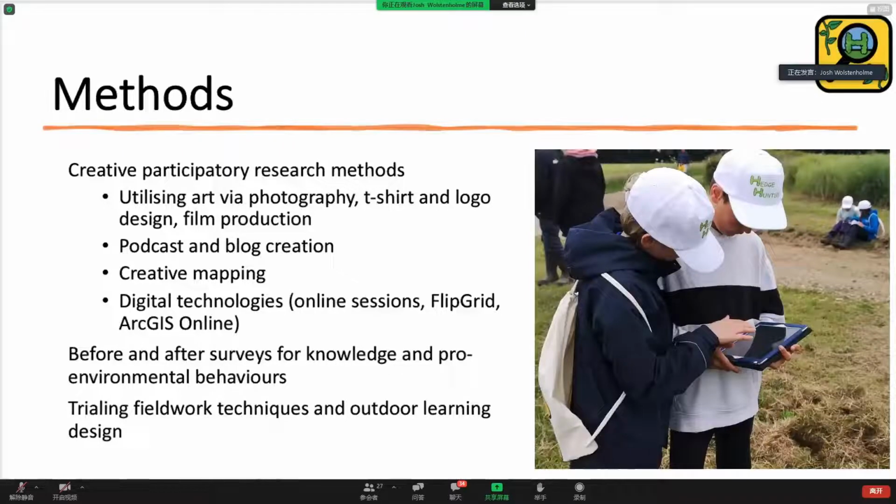So what are the methods that we're using? We've used a toolbox of creative participatory research methods, giving young people the skills and the knowledge to understand the data sets that are required for this work and also why they're required. So these involve things like art via photography, creating podcasts and blogs that the Youth Climate Champions are working on at the moment, creative mapping and utilizing digital technologies, which are becoming especially important in the current climate with home learning and working from home. We're also collecting before and after surveys to understand how knowledge and pro-environmental behaviors evolve over the project, whilst trialing fieldwork techniques and developing outdoor learning methods with the Youth Climate Champions, as you can see there in the picture.